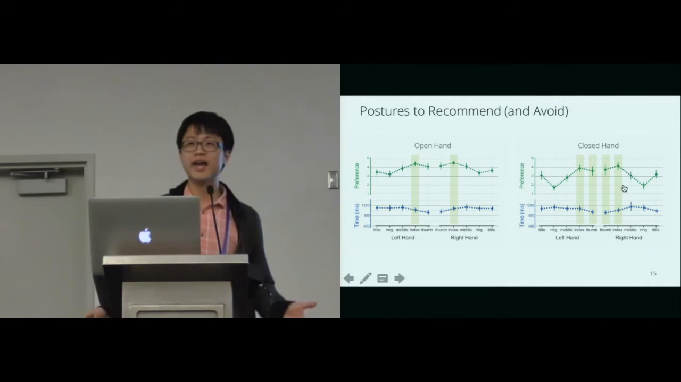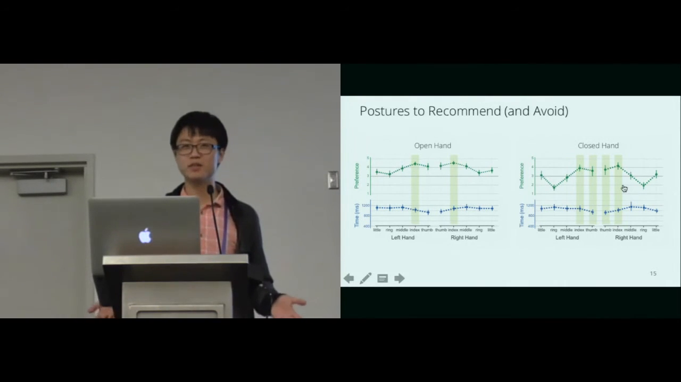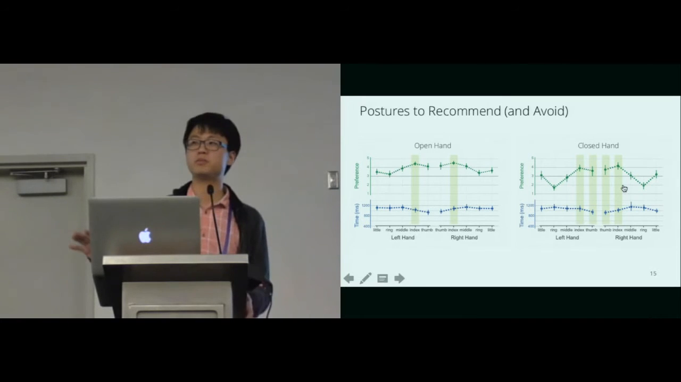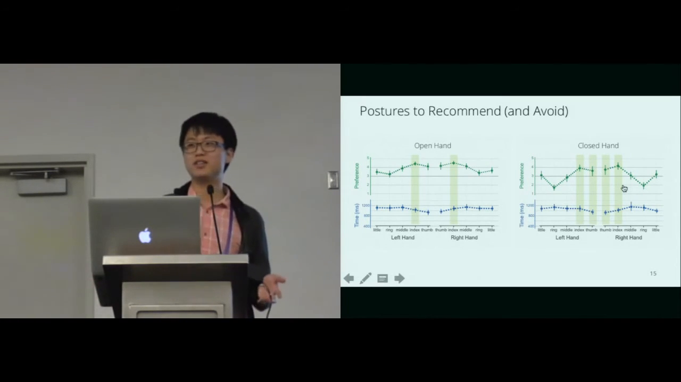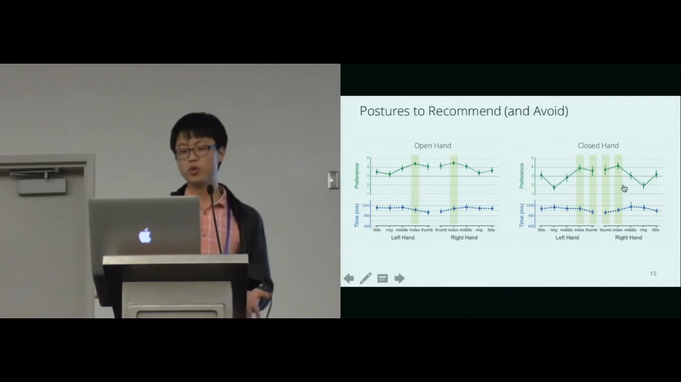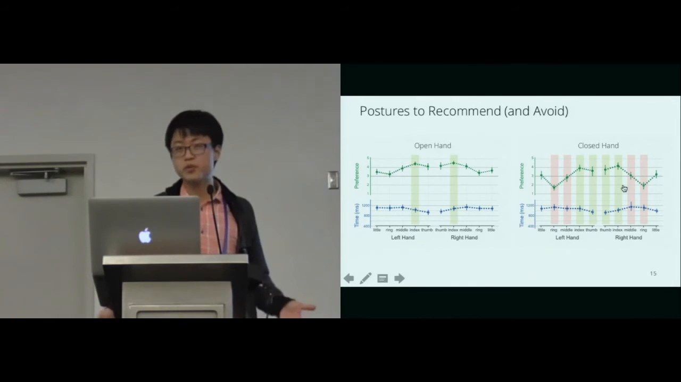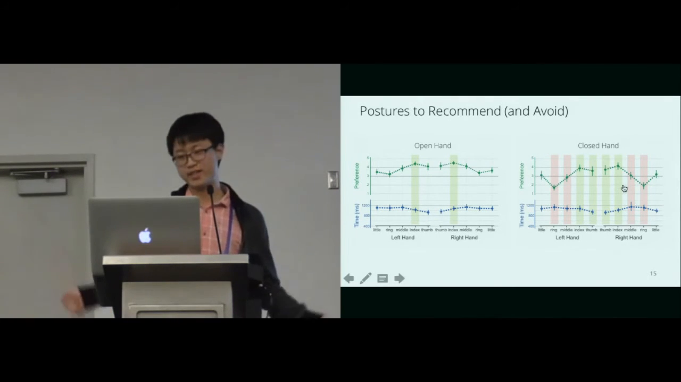Thumb with open hand also seems good, but participants complain, especially bigger participants with bigger hands, about using this posture because it will make them hit the screen, so we exclude this posture from the recommended list. As for the postures to avoid, there are two. One is ring finger with closed hand. You can imagine why; it's really hard to articulate.